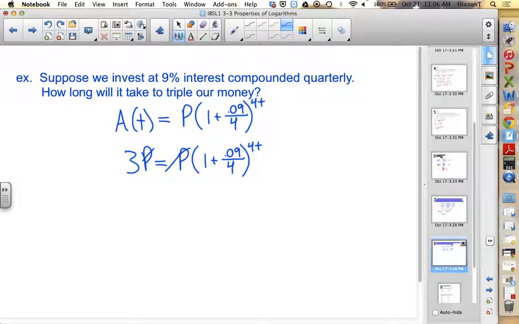How did you change 18 to 3? Because we're looking for 3. I'm plugging in to get triple, so 3 times the principal. Then I just divide by whatever that principal was, so it cancels out. So 3 equals this part, 1 plus.